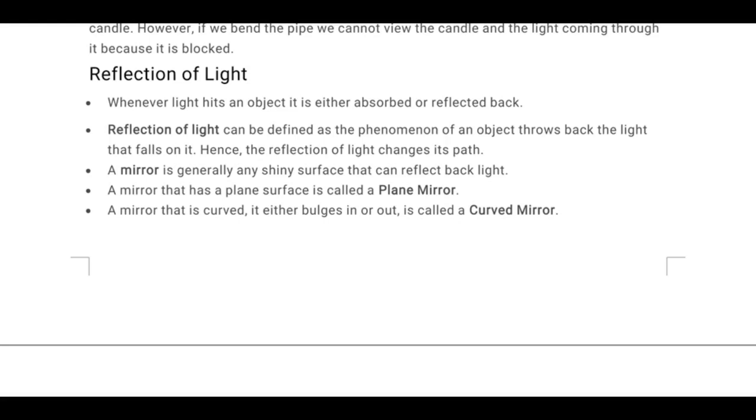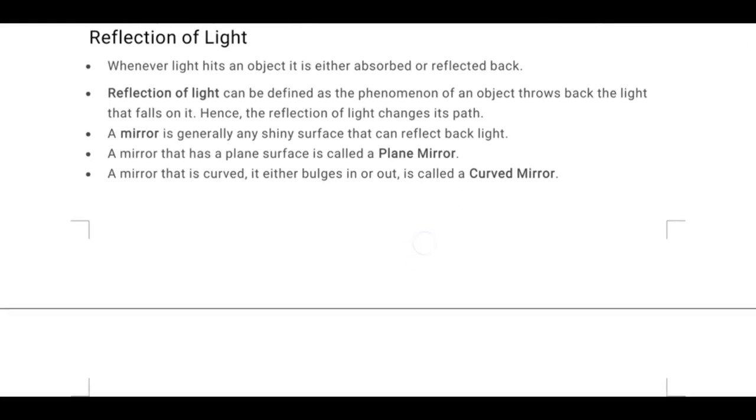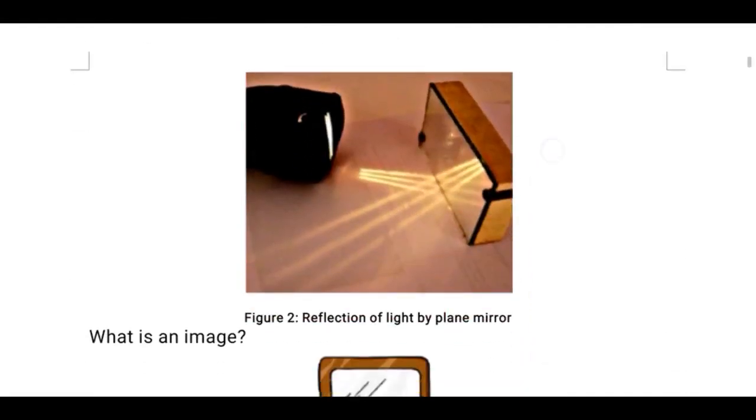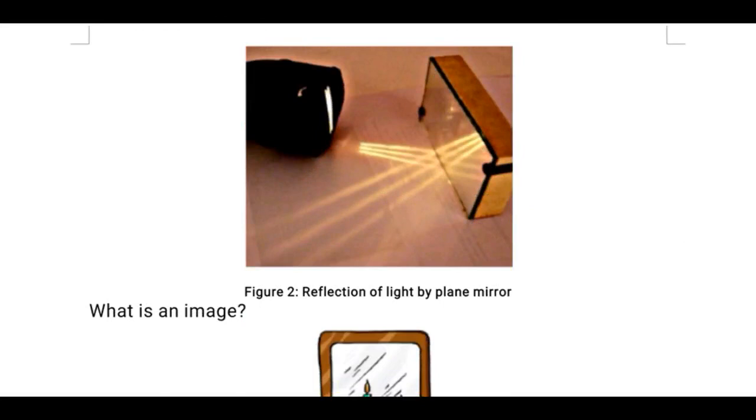Now we move to the content. There are two types of mirror. One is the plane mirror and the other is the curved mirror. A plane mirror has a plane surface, whereas a curved mirror either bulges in or bulges out. So this is one good example which showcases the reflection of light.